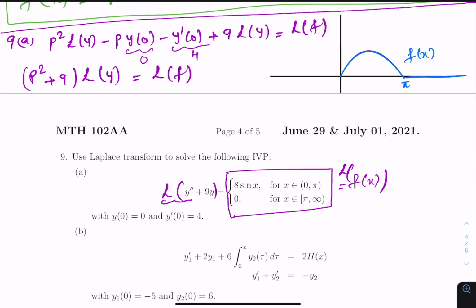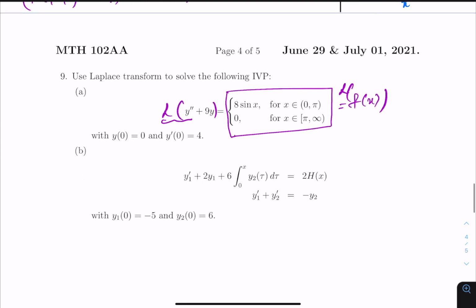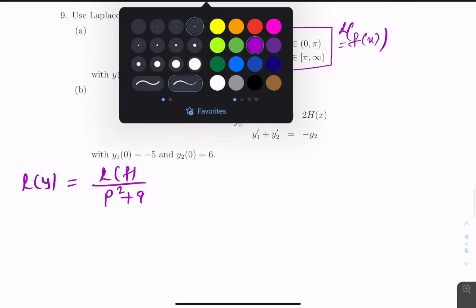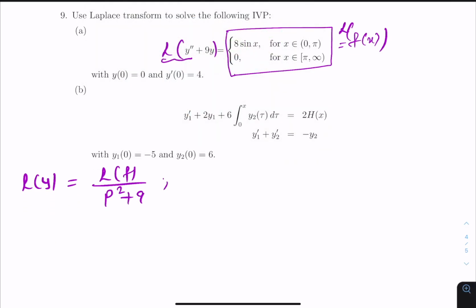So the differential equation has now become an algebraic equation, right? So from here, what you actually get is that the Laplace transform of y, because y is the unknown, which means Laplace transform of y is the unknown in this algebraic equation. This is nothing but Laplace transform of f divided by p square plus 9. Okay, so now it finally boils down to finding what is Laplace transform of f.